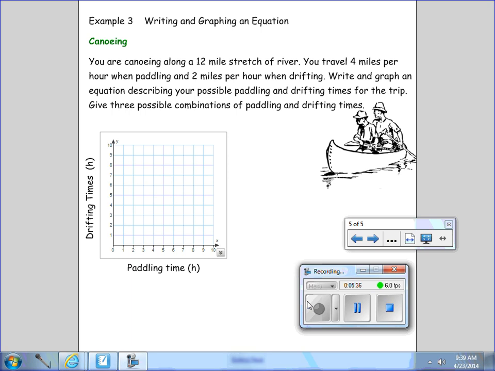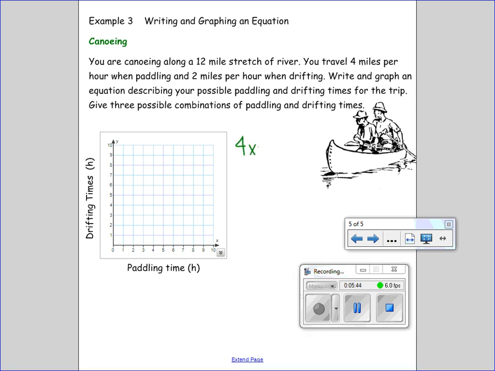So in this example, we are going to use the equation 4x plus 2y equals 12, because it's 4 miles per hour when we're paddling, 2 miles per hour when we're drifting, and the total trip is 12 miles.